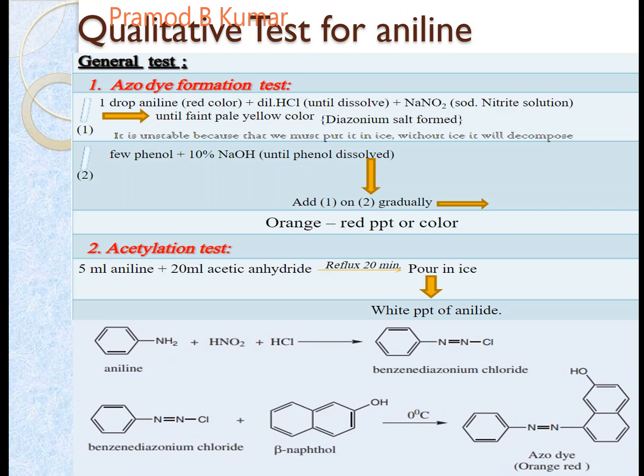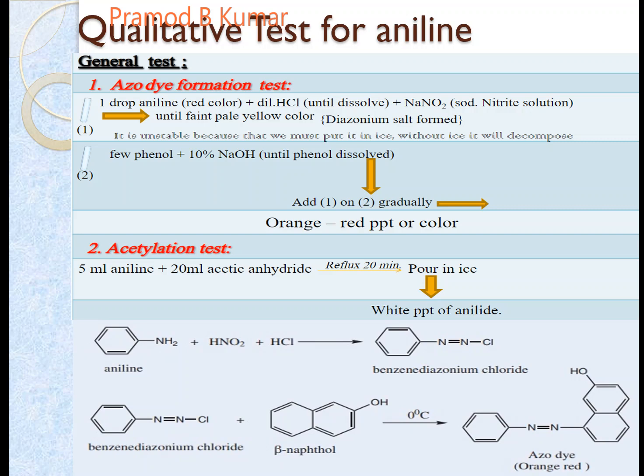As you can see below, aniline when treated with nitrous acid forms benzenediazonium chloride. This benzenediazonium chloride will react with beta-naphthol, which is mostly used at 0 degrees, and you get an azo dye, an orange-red colored dye. This is a test for determination of aniline.